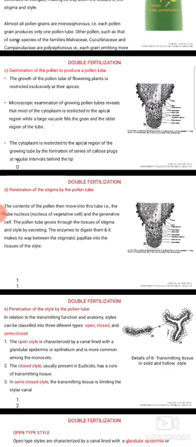Microscopic examination of a growing pollen tube reveals that most of the cytoplasm is restricted to the apical region, while a large vacuole fills the grain and the older regions of the tube. The cytoplasm is restricted to the apical region of the growing tube by the formation of a series of callose plugs at regular intervals behind the tube.